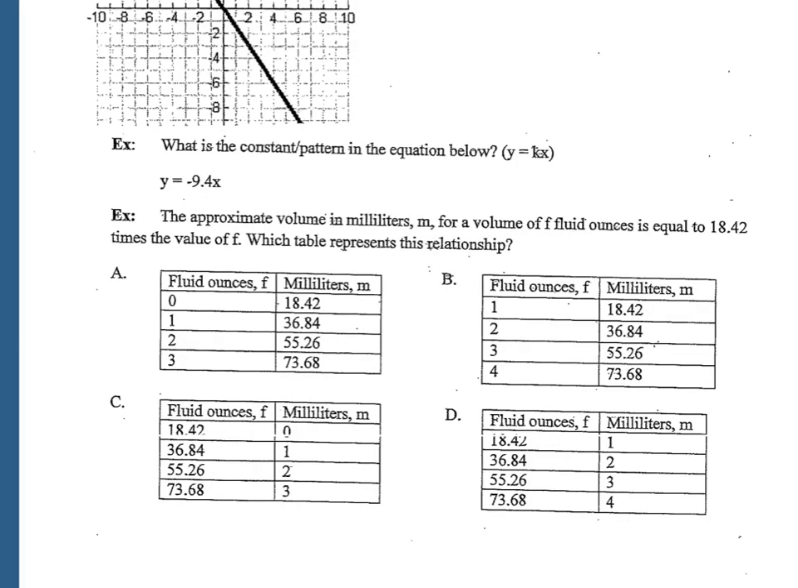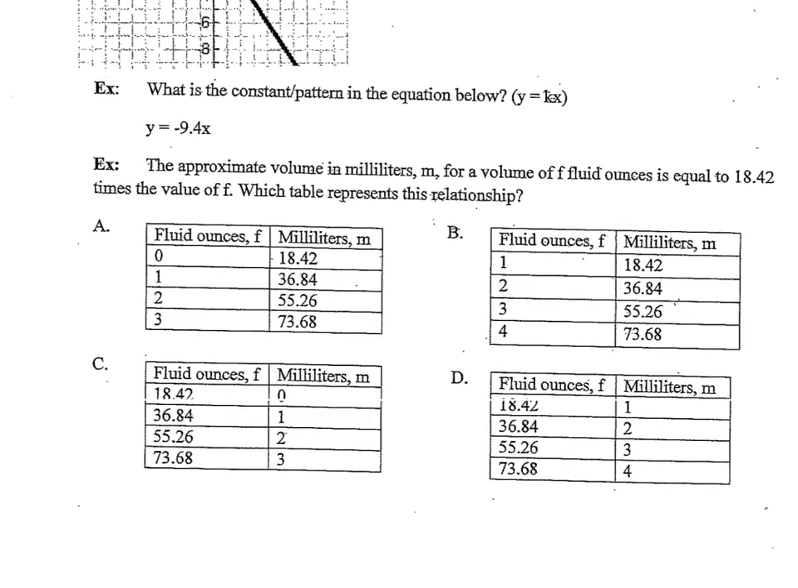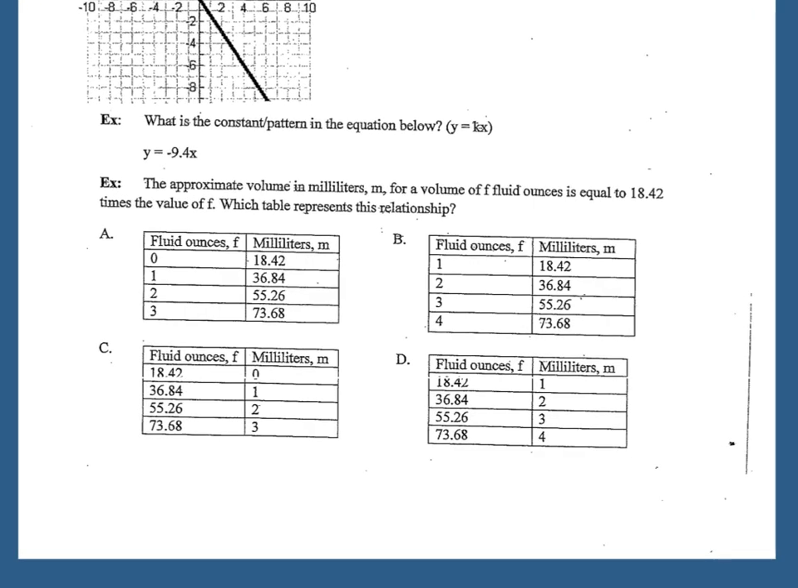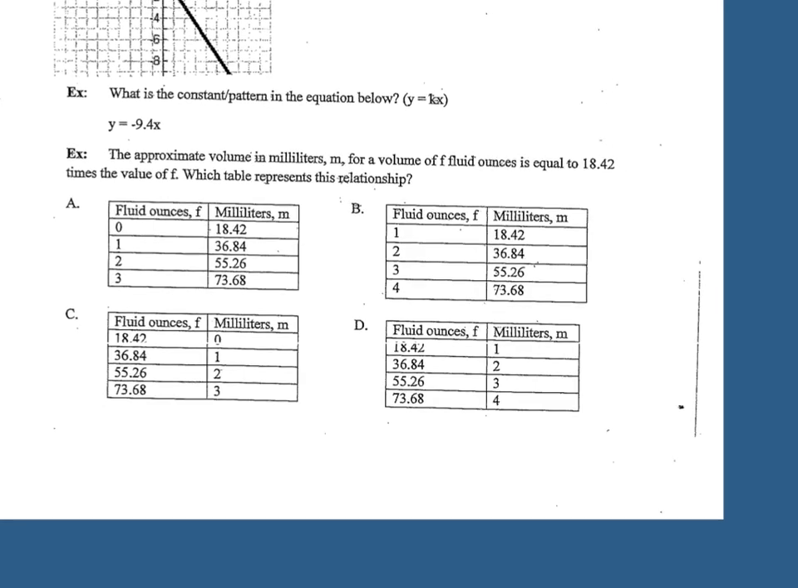Okay, then on the very last one, the approximate volume in milliliters M for a volume of fluid ounces F is equal to 18.42 times the value of F. So which table represents this relationship? So remember in a table, X and Y, X and Y, X and Y. So basically the F, the fluid ounces, is my X. And so it's saying the approximate volume is equal to 18.42 times the value of F, or X.